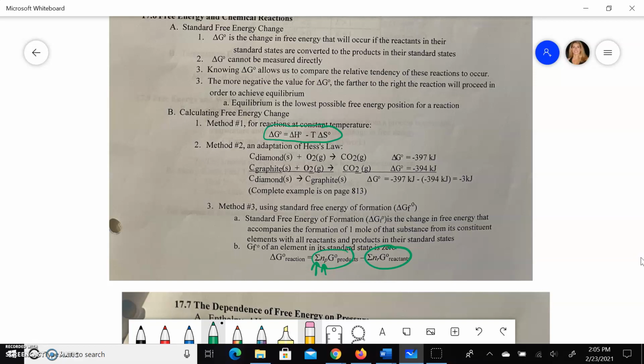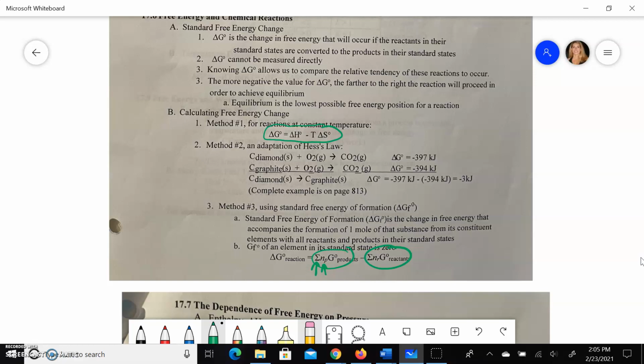One thing to keep in mind is that delta G with a little f on it means the free energy of formation. So this is the change in free energy that accompanies the formation of 1 mole of that thing from its elements with all the reactants and products in their standard states. And these will be given to you in a chart.